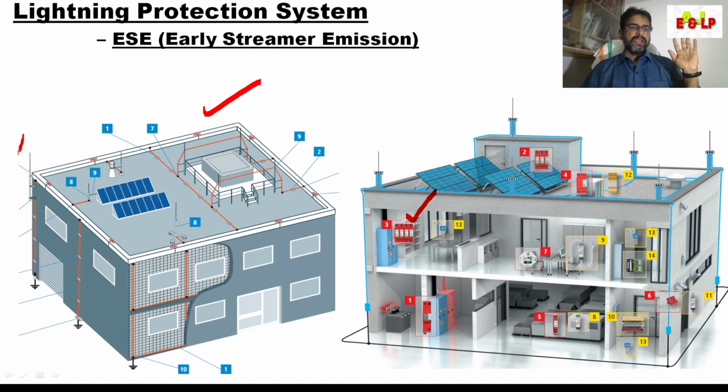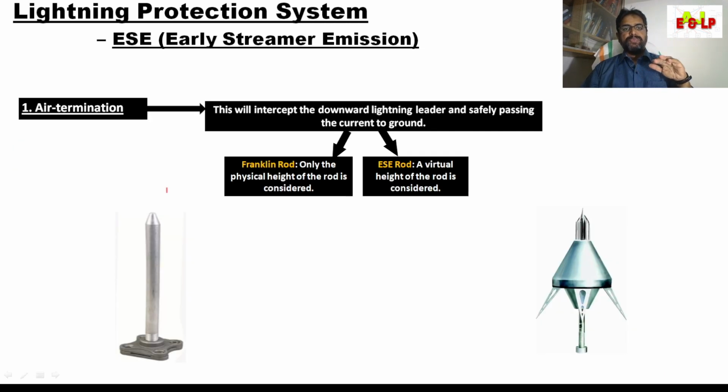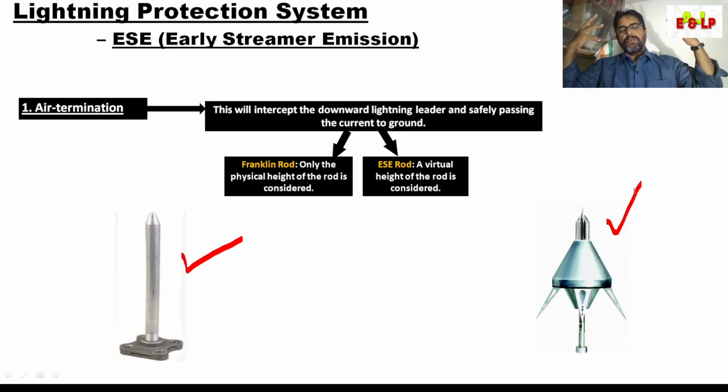You can see the vertical air terminal here. That is what we are targeting today. For air termination, there are mainly two types: the Franklin rod or conventional type air terminal, and the ESE one, early streamer emission. See here at the left side, a simple one, the Franklin or conventional type, and to the right side, with some horns or some more attractive shape, the ESE type.